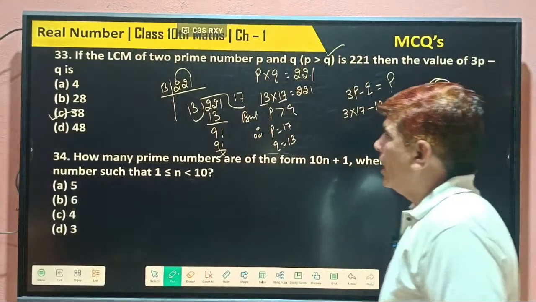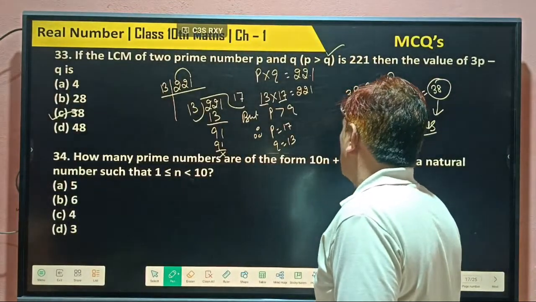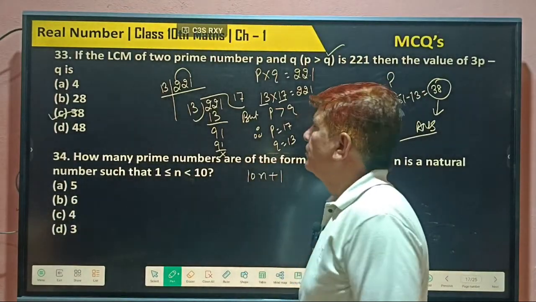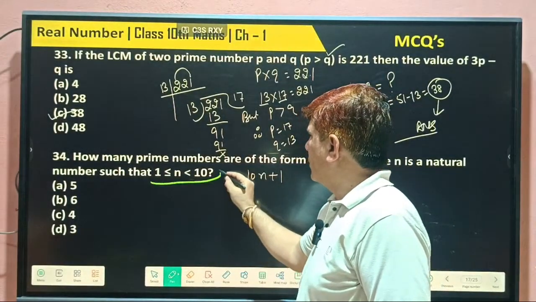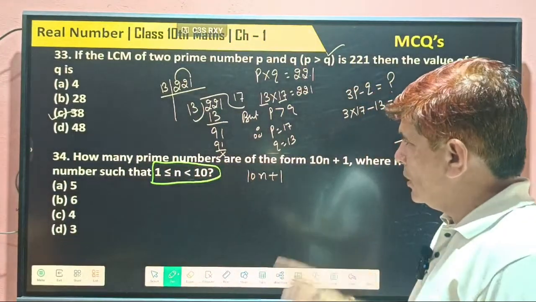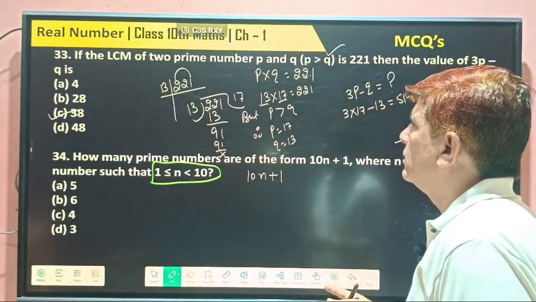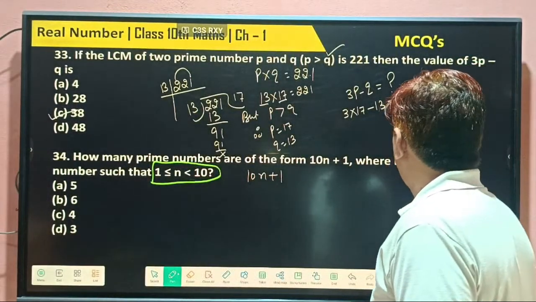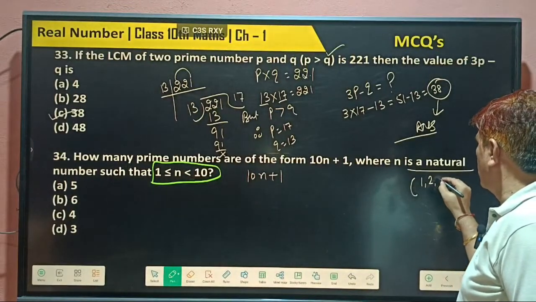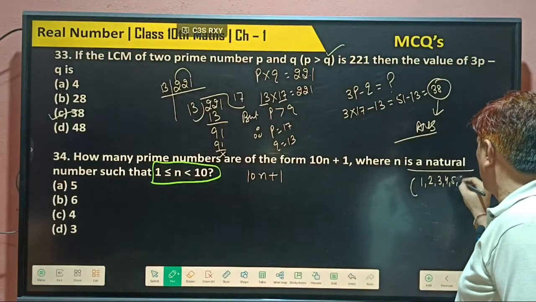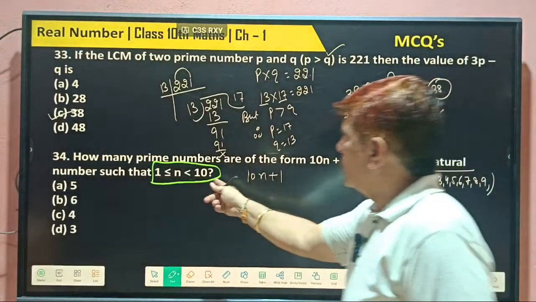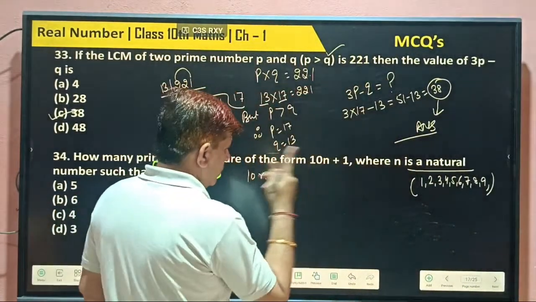So how many prime numbers are of the form 10n plus 1? What's the value of n? n is less than 10, and n is a natural number: 1, 2, 3, 4, 5, 6, 7, 8, 9. 10 is not included because it's given as less than. So put in one value at a time.